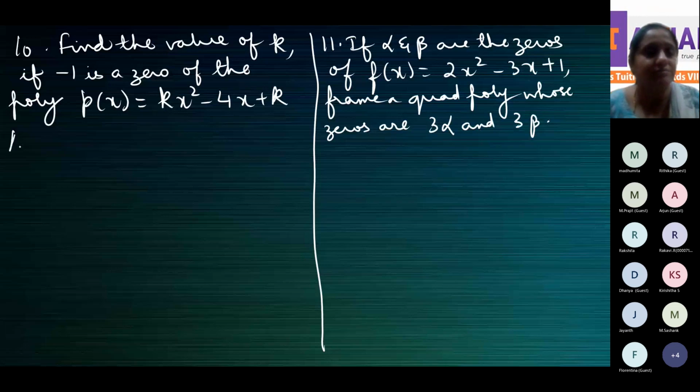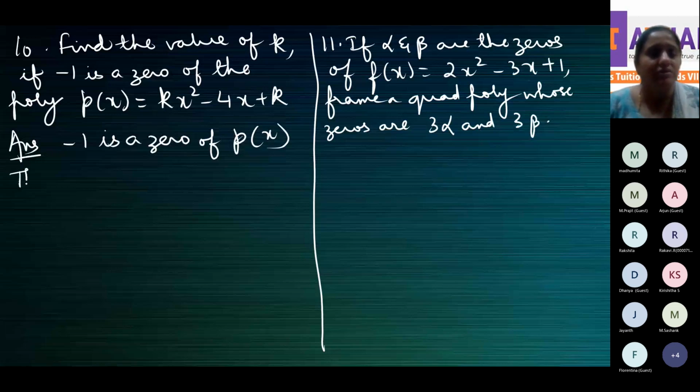Okay, let's do the 10th one. So it's given that -1 is a 0. If it's a 0, the value of the polynomial itself will be 0. So -1 is a 0 of P of X. It's given. This means in P of X, in place of X, if you use -1, the value of the polynomial will be 0.